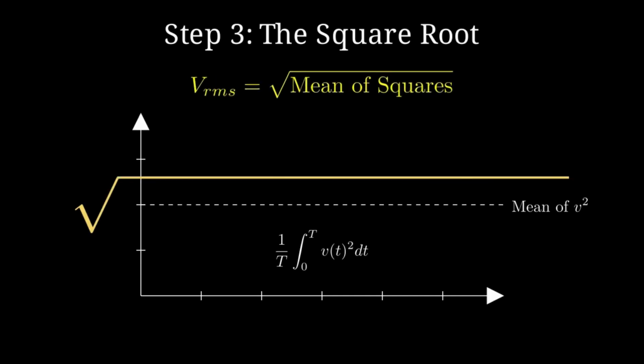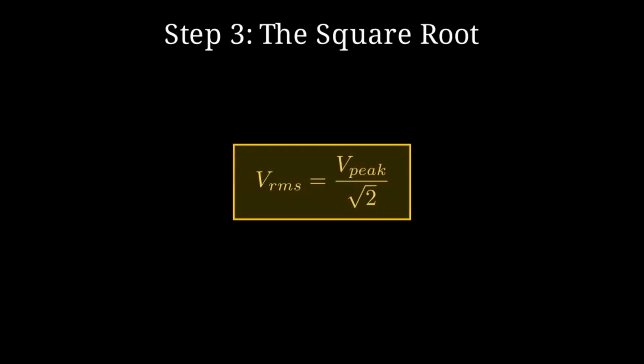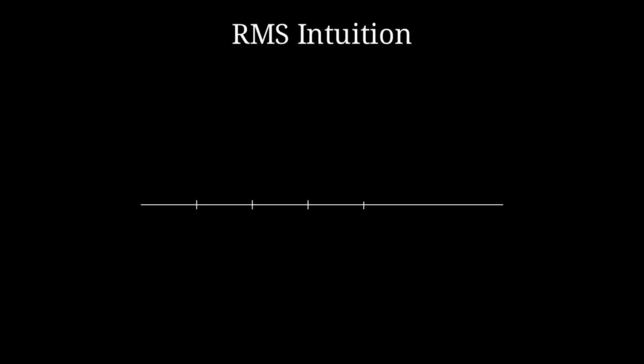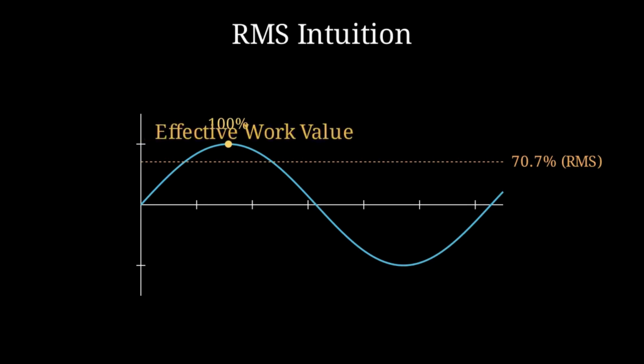For a pure sine wave, the math simplifies beautifully. The RMS value is always the peak value divided by the square root of 2. Think of the RMS as the useful part of the wave. While the peak reaches 100%, the effective work done over time is equivalent to roughly 71% of that peak value in a standard resistive load.